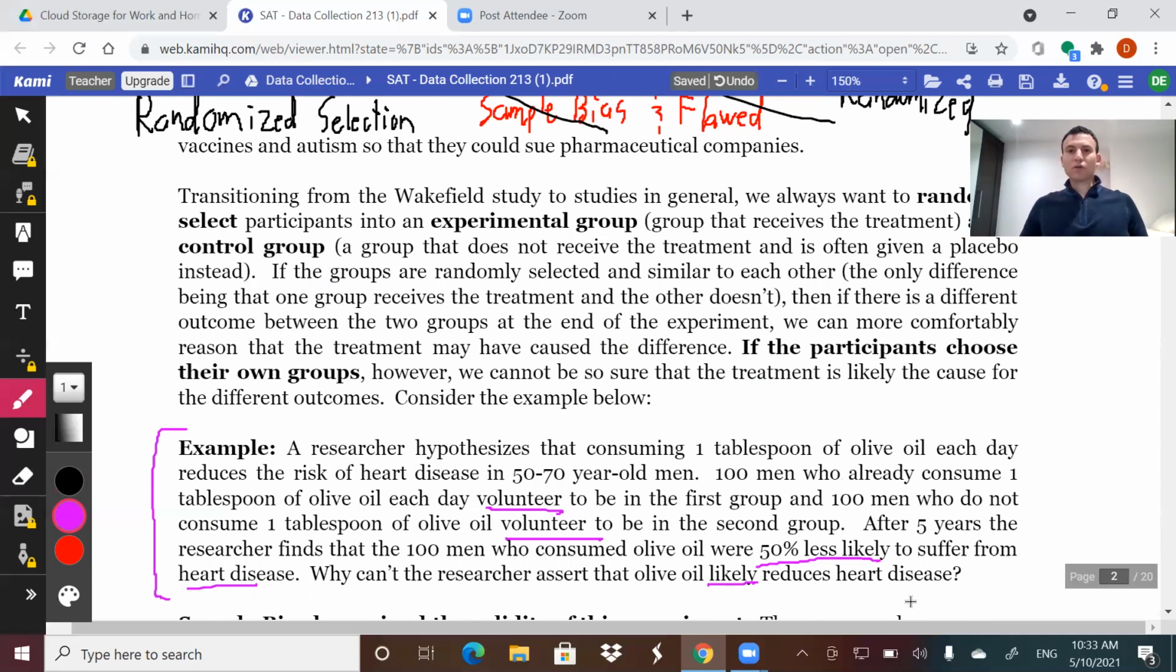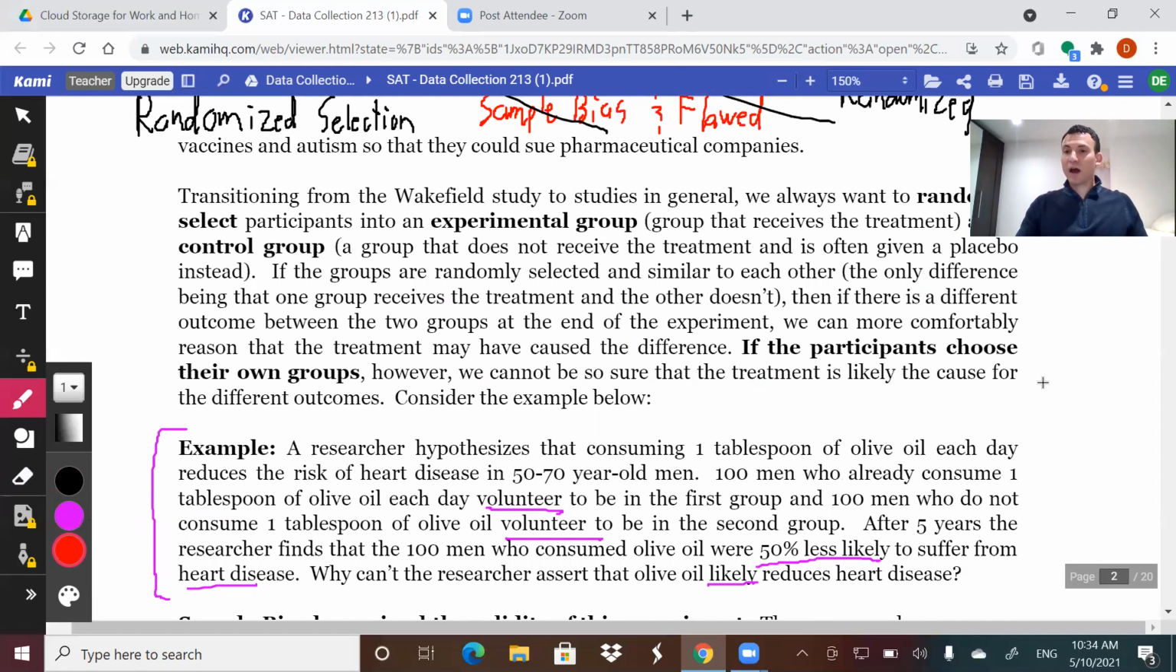So I'll just continue pointing out why there's sample bias. Well, one is you didn't get a random group of 200 men and just randomly select half into one group and half into the other group. So that's one reason why there's sample bias. If you think about it, the 100 men who volunteered to be in group 1, maybe they're all men who cook for themselves. So they cook and they like to cook with olive oil, and maybe because they cook for themselves, they're very conscious of what they eat. And because they're very conscious of what they eat, they have a healthier diet.